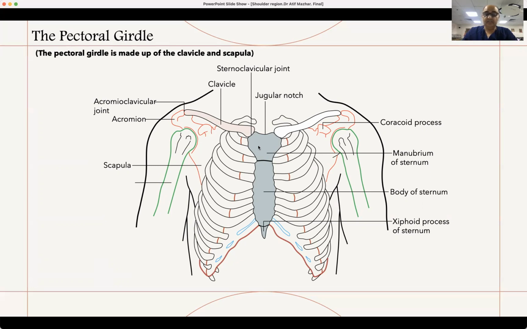And now this green structure, what is that? It is the humerus. And then you can see there's a joint between the head of the humerus and the glenoid fossa or glenoid cavity. We call it the glenohumeral or the shoulder joint. And at the bottom, you're looking at ribs, and these are the costal cartilage.